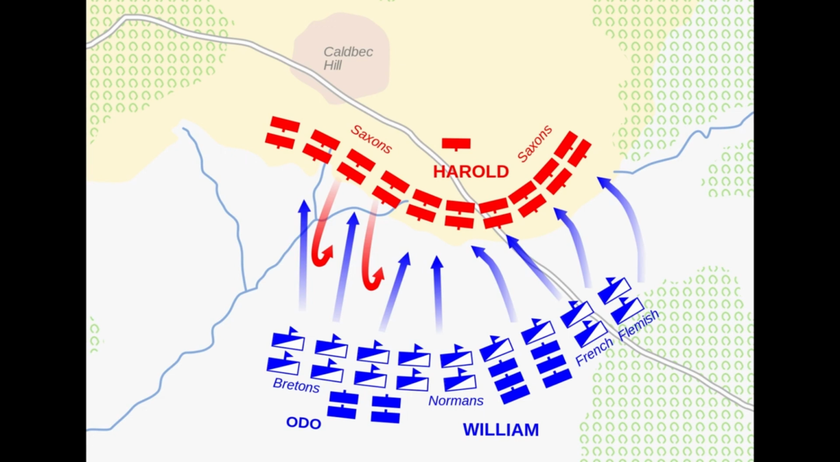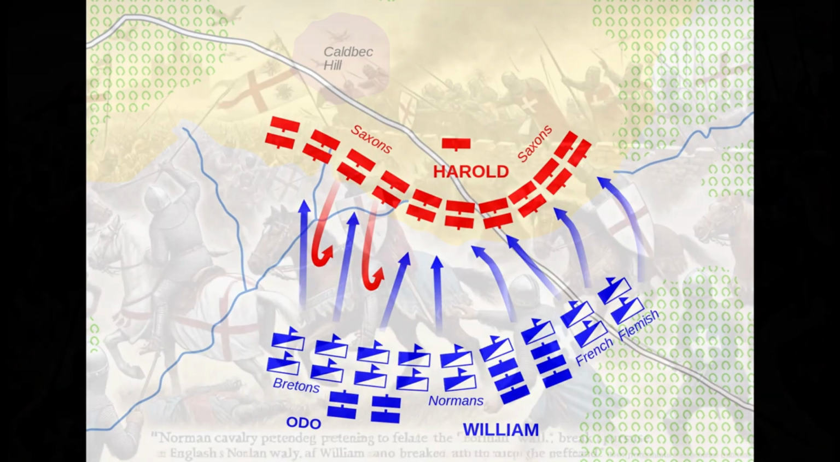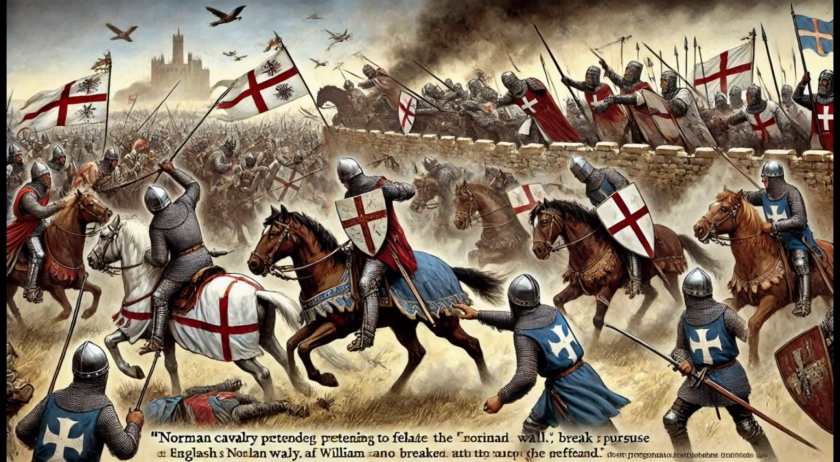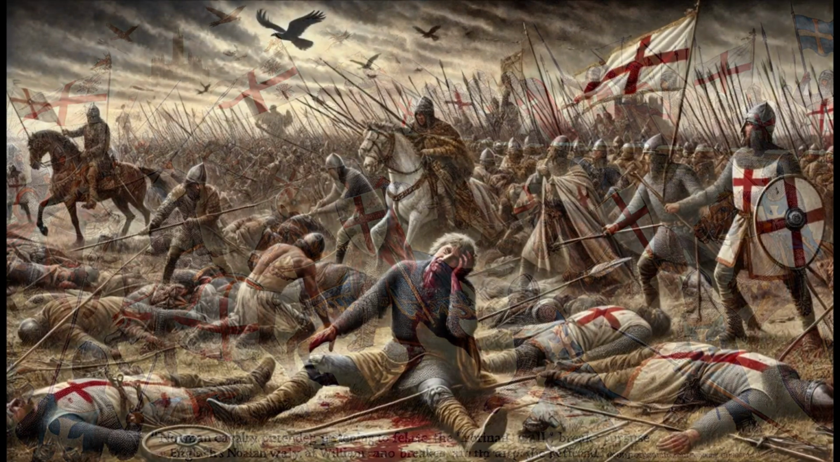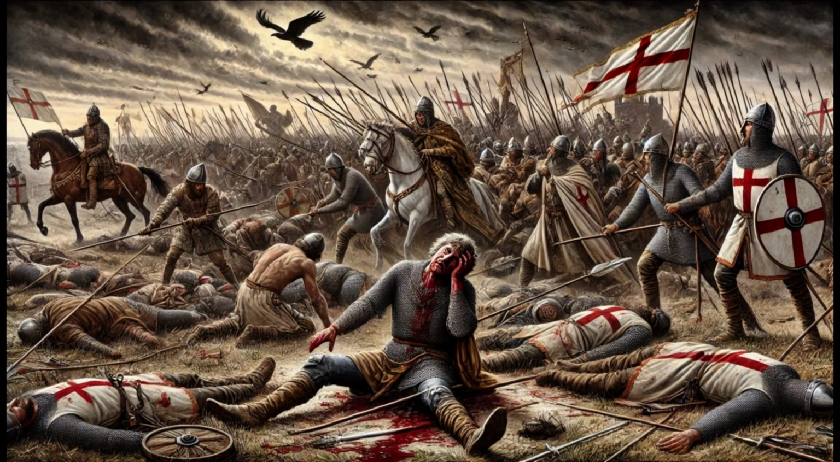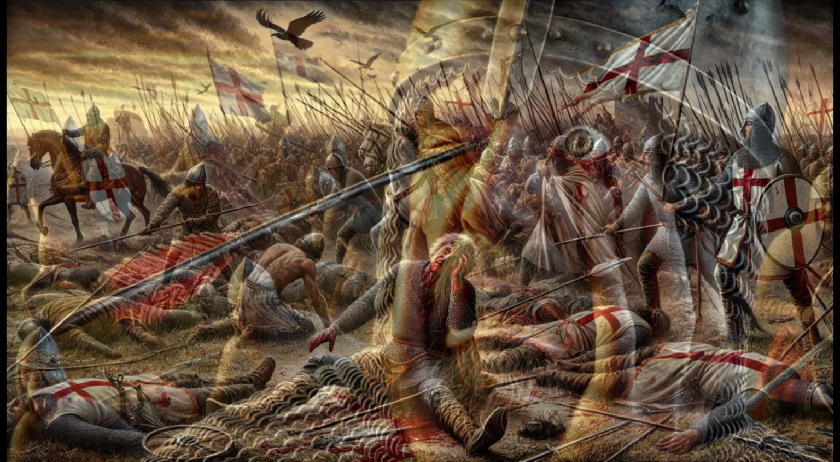At key moments, sections of William's cavalry pretended to flee in panic, luring parts of the English army into a disorganized pursuit. Once the English lines were broken, the Normans turned and attacked, exploiting the gaps in the shield wall. This tactic proved devastating, weakening the English defenses and exposing them to further attacks. As the battle wore on, the deaths of Harold's brothers further diminished English morale. The Norman archers, sensing an opportunity, launched devastating volleys of arrows, thinning the English ranks.